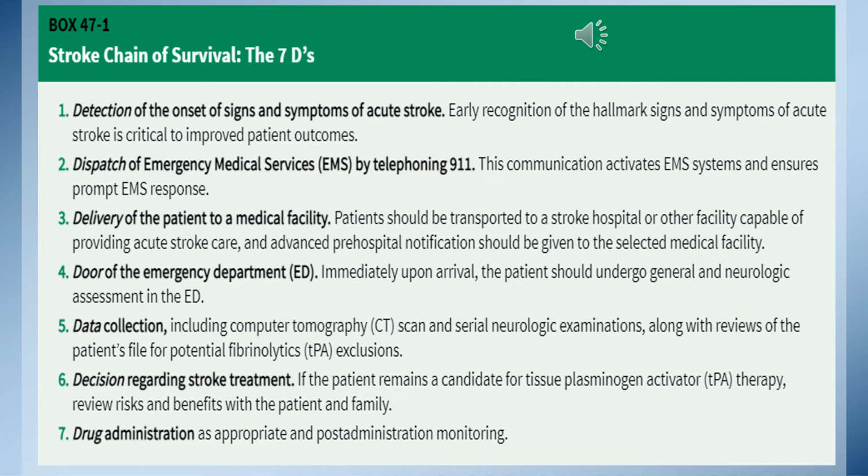So 6 would be decision regarding stroke treatment. Tissue plasminogen activator, or TPA, is the clot busting drug of choice for an ischemic stroke. It must be administered within 3 to 4 hours of the onset of symptoms, preferably 3 hours. And 7 is drug administration. So you will administer the medication as ordered.